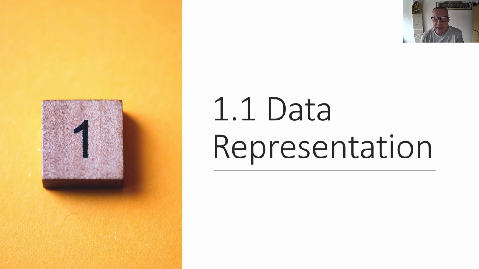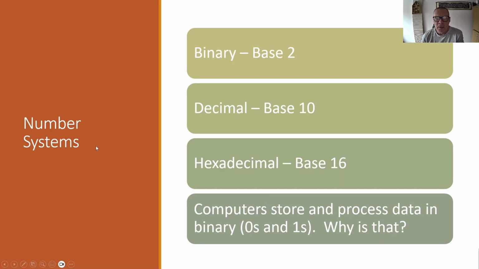In this video, we're looking at data representation for A-level computer science. There are three number systems that you need to know: binary, decimal, and hexadecimal. Sometimes decimal is referred to as denary, but it's the same thing.